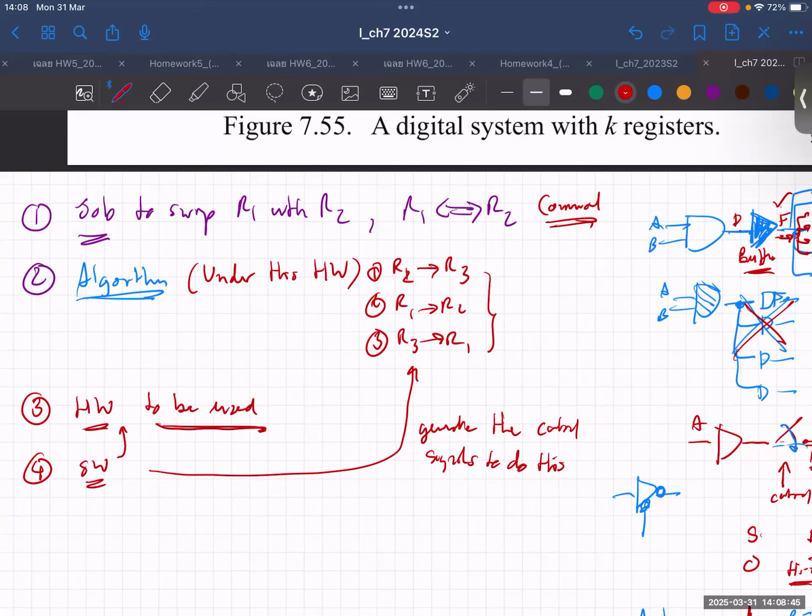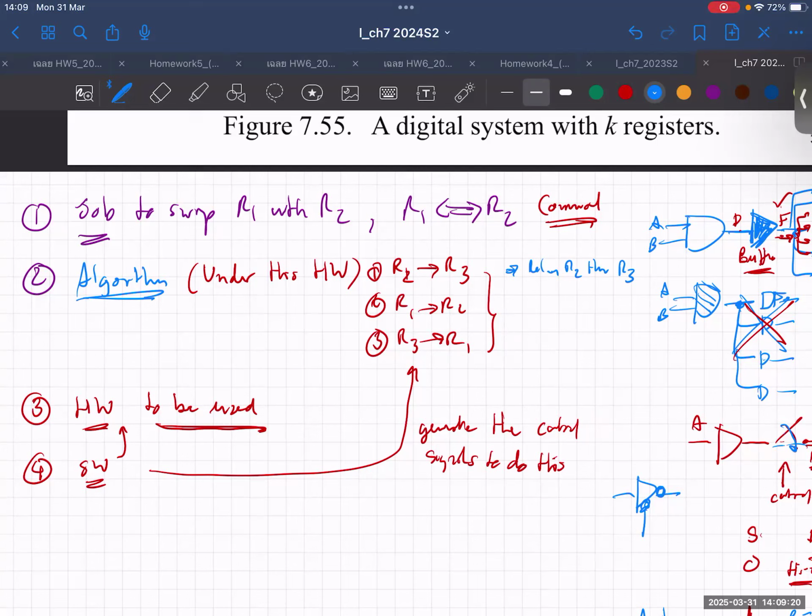You cannot just jump. For the first step, what is the first step? Release R2, then store in R3, for example, right? The first step is to release the data from R2, and then R3 has to accept it. So you need 2 signals. One signal tells R2 to release the data, and another signal tells R3, hey, receive the data. So you need 2 signals.